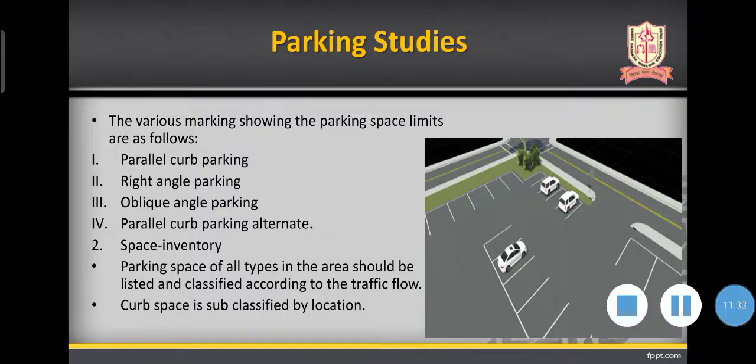Then the space inventory. The parking space of all types in the area should be listed and classified according to traffic flow. The curb space is sub-classified by location. It means you have to study the space which you have. If you have this much space, then how many vehicles, or which type of vehicles, can we park, is it sufficient space for all types of vehicles to park, and how can you provide sufficient space by utilizing the marking. If we provide proper marking, then obviously we can utilize the space properly for our parking.